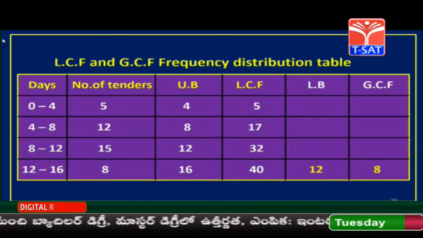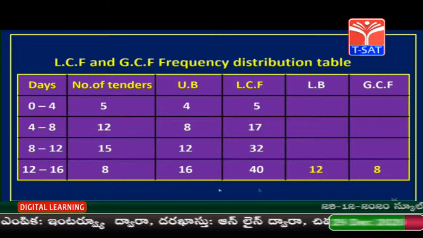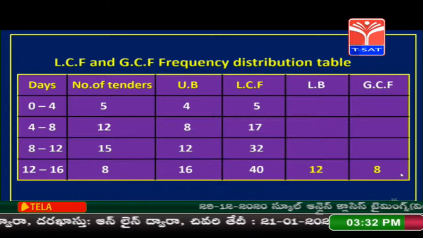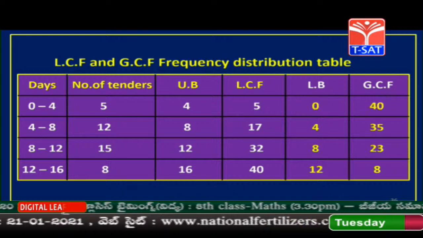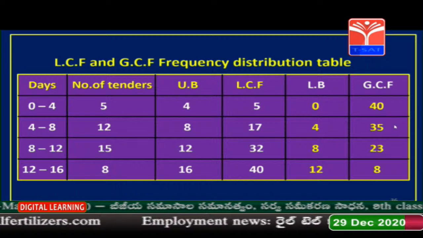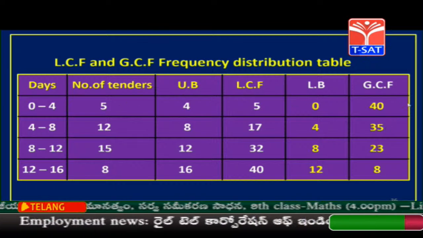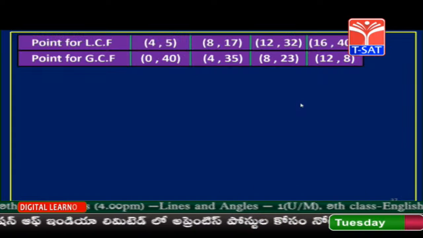Now how to prepare GCF? Yes, lower boundary of last class is 12 and frequency is 8. Next 8, 23, 35, 40. 8 plus 15, 23, 23 plus 12, 35, 35 plus 5, 40. So this is the LCF and GCF distribution, and for this let us draw the graph.